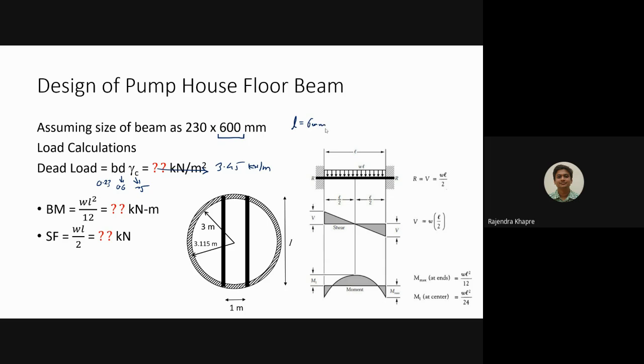If you take this length as 6 meters, this will be a clear span. The effective span will be plus half of the width of the support from both sides. So your L value will be plus 0.23, so this will be 6.23 meters. Here the value of W is 3.45 and L is 6.23. Now accordingly give me the value of bending moment and the value of shear force.